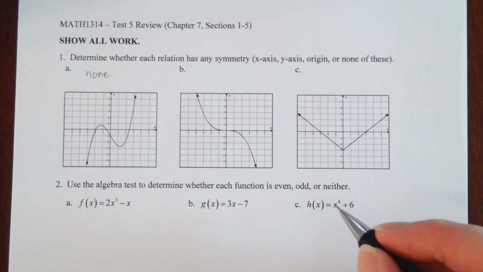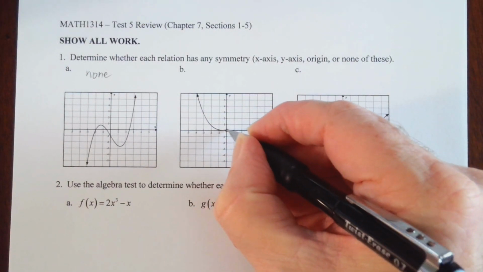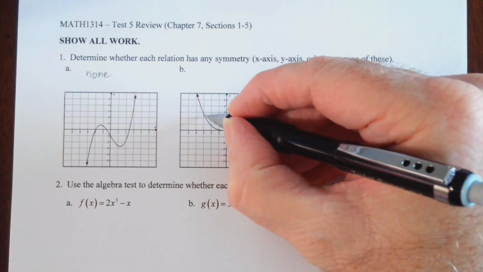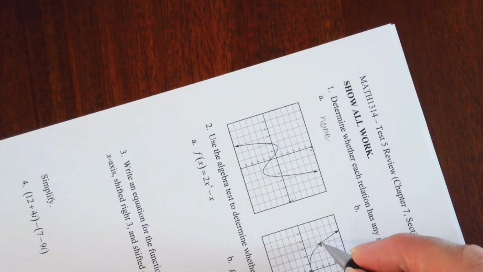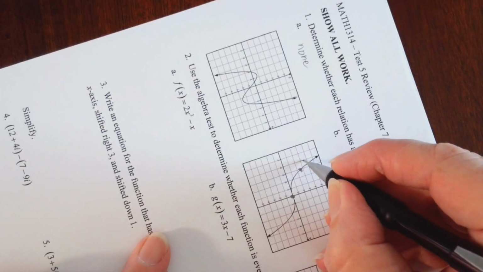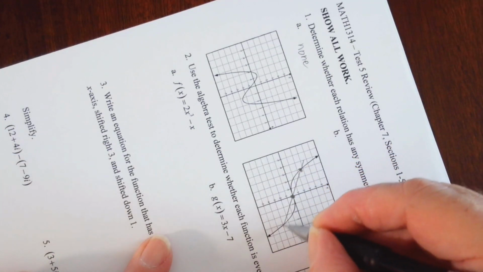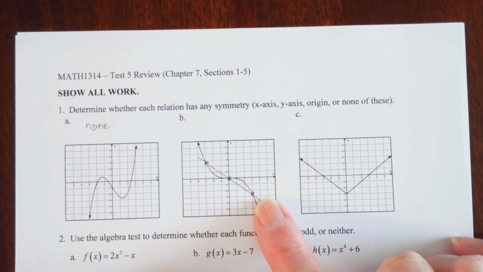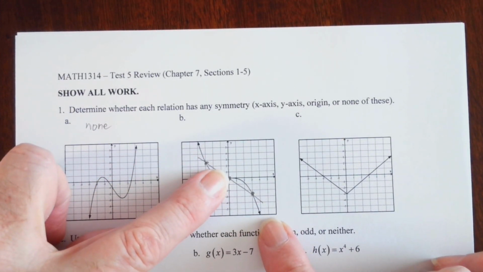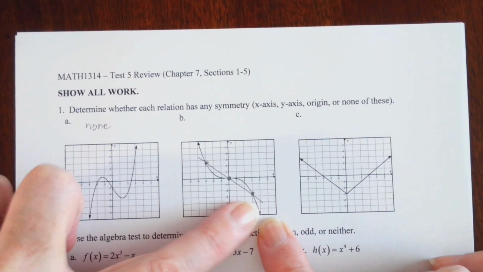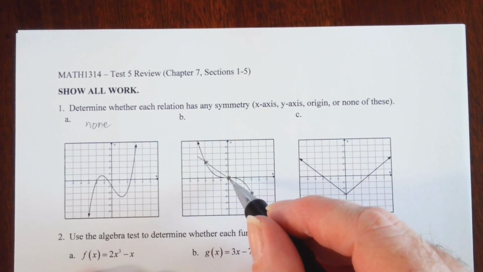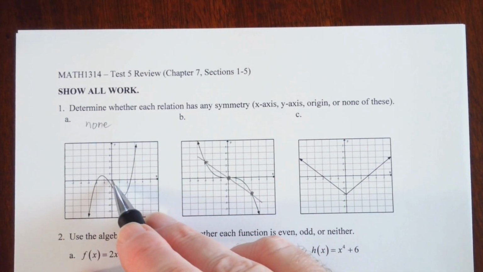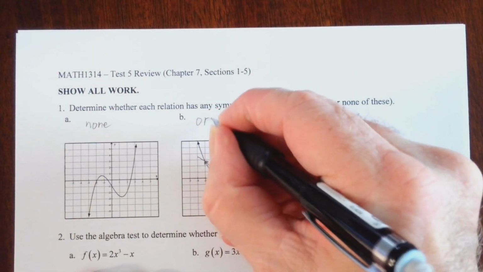Now when you look at B, this one does. Notice it does go through 0, 0. And if you pick any point on this side, we'll just choose that one there, and you draw a straight line from there through the origin to the opposite side, you'll find a point on the opposite side. So for every point over here, you can reflect that point through here and you'll find a point on the opposite side. So that's what it means to have origin symmetry. It's really symmetry through just a point, the point 0, 0. Notice this one does not have that. And so this is origin symmetry.